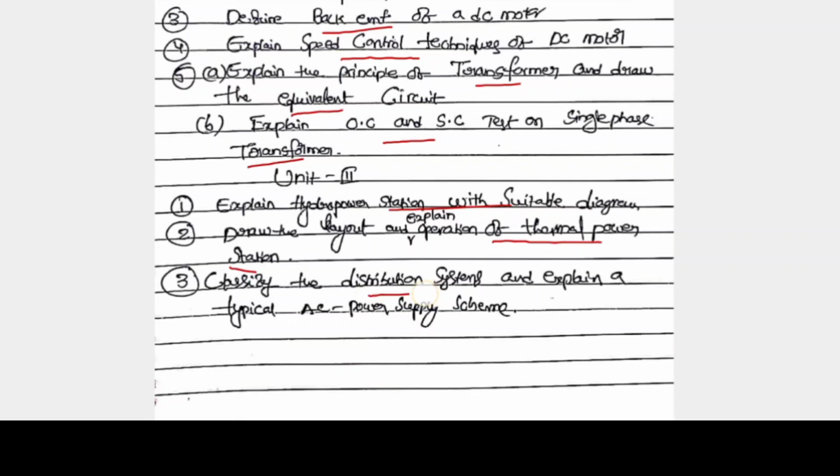Classify distribution systems. According to AC and DC, and according to construction and different methods, they are classified into many categories. Also primary distribution and secondary distribution, according to voltage level. Primary distribution is 33 kV to 20 kV, whereas secondary distribution is 11 kV, 440 volts, 230 volts. Explain typical AC power supply scheme. Previously also this question was asked.